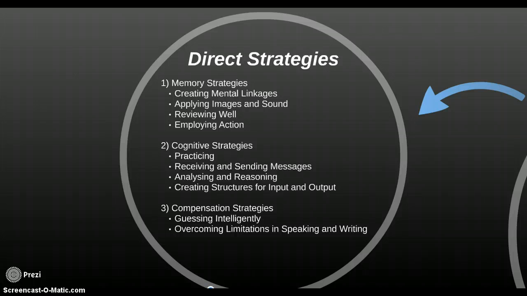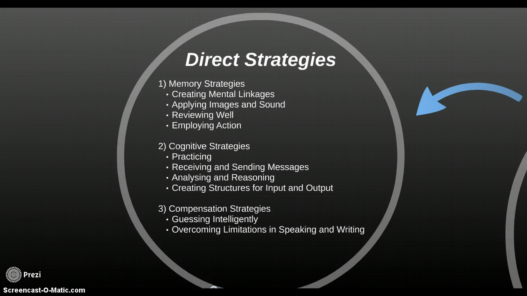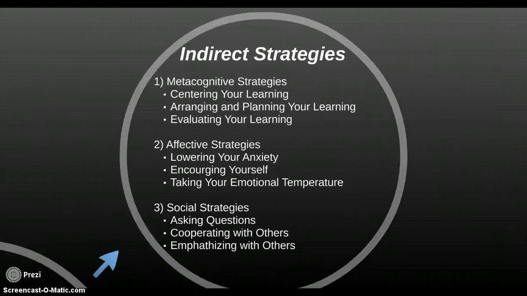Okay, and overcoming limitations in speaking and writing, which is getting help. This strategy involves asking someone for help in a conversation by hesitating or explicitly asking for the meaning of the missing expression. It's kind of a straightforward point. And let us move to indirect strategies.